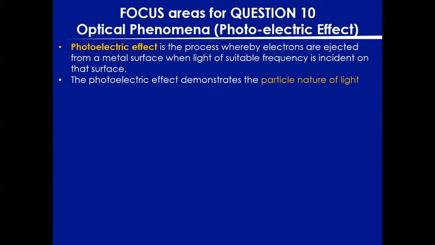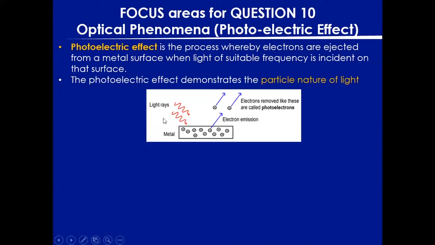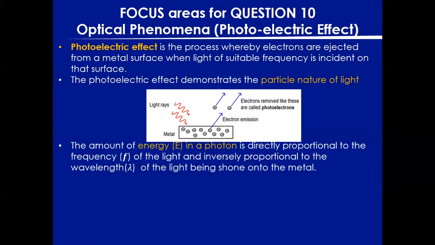Remember, we already know that light is a wave, but the photoelectric effect gives proof that light also behaves like a particle. So what actually happens here: we have light rays of suitable frequency falling onto a metal surface, and if the frequency is high enough, we are going to have electrons being emitted from the metal surface. Those electrons that are removed are called photoelectrons, and when they start moving, they constitute what we call photocurrent, right? The amount of energy in the photon is directly proportional to the frequency of the light and inversely proportional to the wavelength of the light.